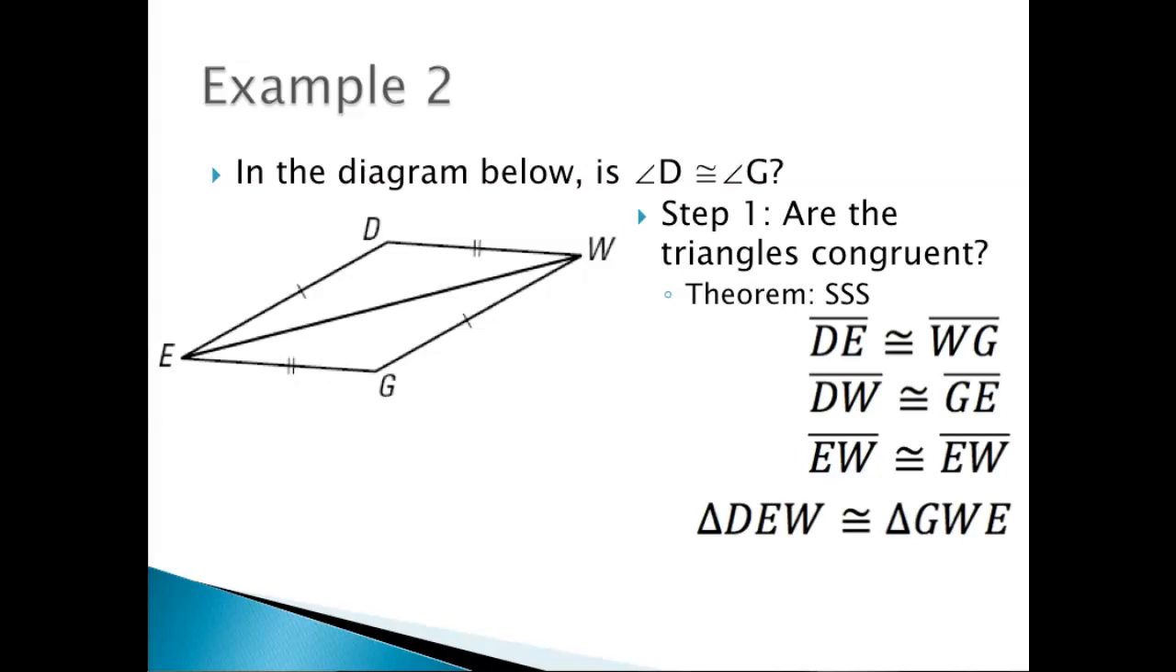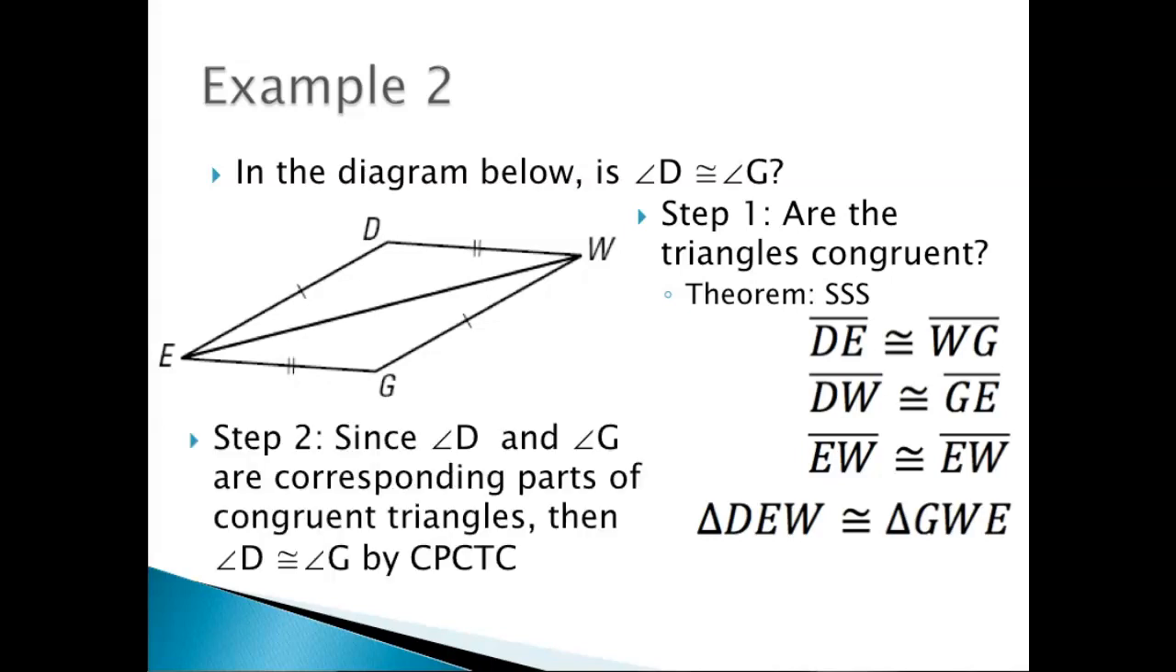Now that we've proved that these two triangles are congruent to one another, we can answer the question: is angle D congruent to angle G? Well, yes, because angle D and angle G are corresponding parts of congruent triangles. So since angle D and angle G are corresponding parts of congruent triangles, we can say that angle D is congruent to angle G by CPCTC.